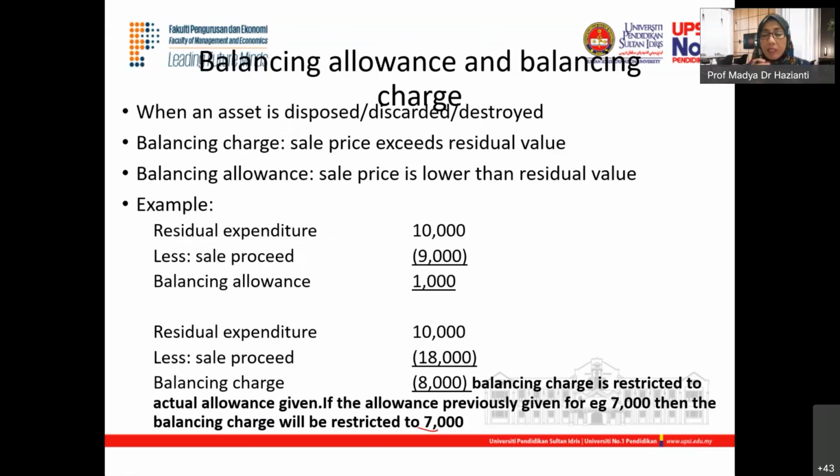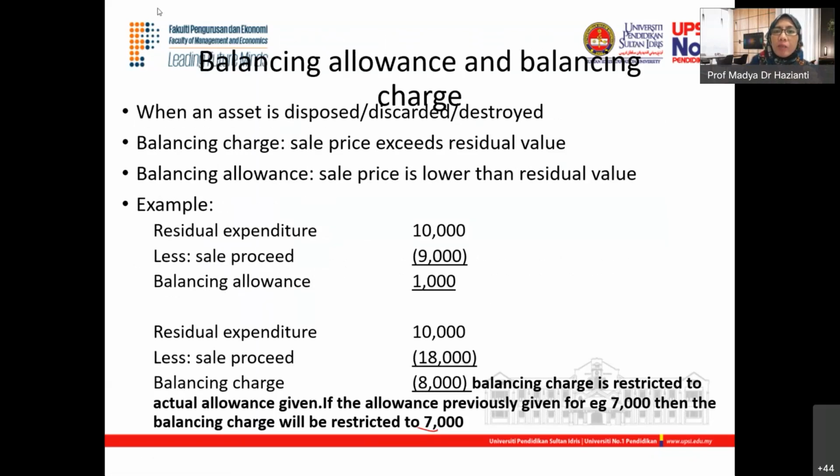So remember tadi kita ada initial allowance, kita ada annual allowance, kita totalkan dua-dua ni, nama dia capital allowance. Alright. Here, when the asset is being disposed, discarded or destroyed, kita akan dapat satu lagi calculation, and we call it as balancing allowance or balancing charge. Banyak term kita nak pakai kat sini.